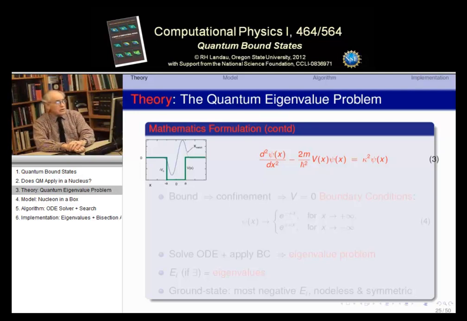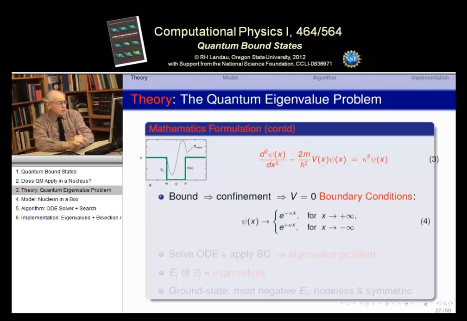We could just solve that as an ordinary differential equation. Given a value of kappa, you could look for a solution. But we want to do more than that. We want to have confinement built in. So as I said before, confinement is what gives you the boundary conditions.